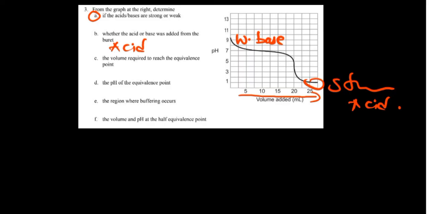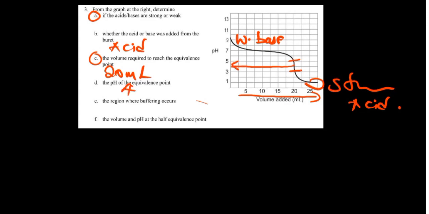And then C says the volume required to reach the equivalence point. So obviously the equivalence point is this part. Okay, right? So there our answer is 20 milliliters. And then this says the pH of the equivalence point. So what would you say about the equivalence point? If I was to erase this line that I've drawn, and then we try to observe clearly where it started from, where it is a bit straight from that point to this point, the middle part is obviously somewhere there, which is going to give us a pH of 4.